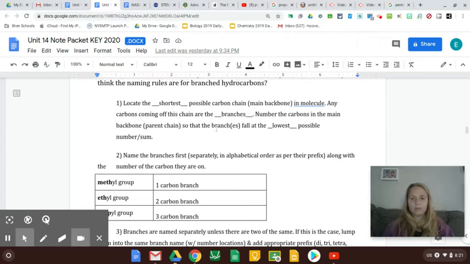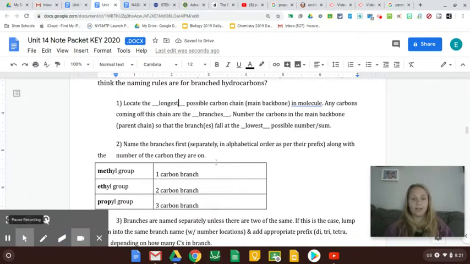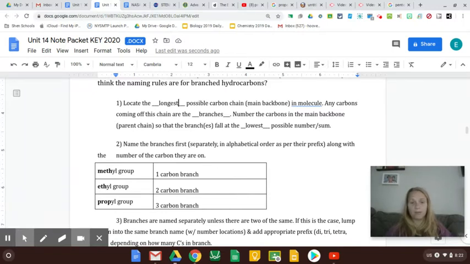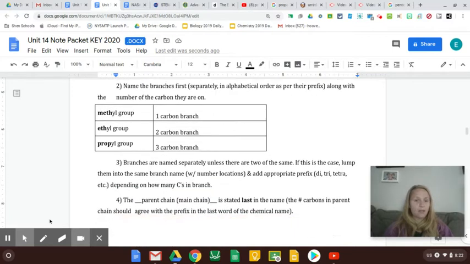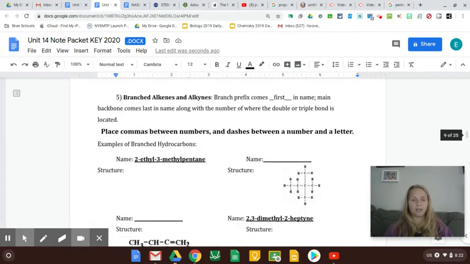So the rule is you're going to find the parent chain by finding the longest possible chain, and then everything else coming off that long main parent chain, or the main backbone, are branches. If the branch has one carbon, meth means one, so we're going to call it a methyl. If it has two carbons, eth means two, so we're going to call it an ethyl. We're not going to call it an ethane, it's just a little group. And if it has three carbons, prop means three, so it's propyl. So you're going to put the branches out in front and then write the name of the main parent chain.